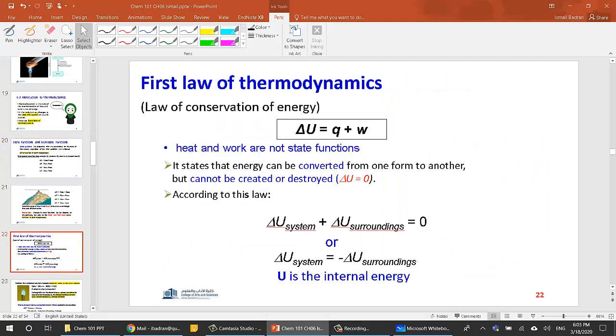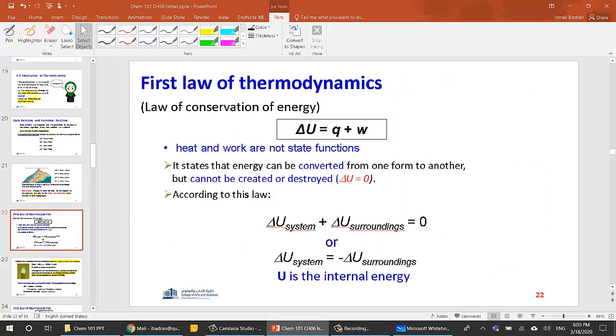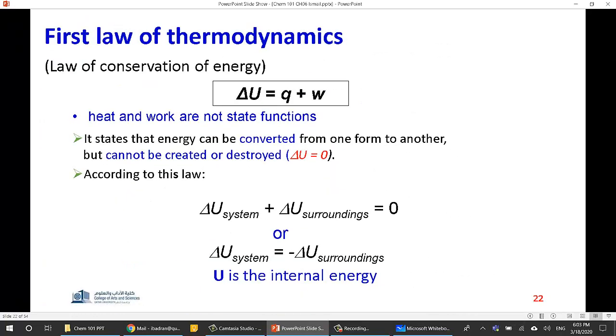Okay, so the first law of thermodynamics. I mentioned that thermodynamics has three laws: the first, the second, and the third. The first law of thermodynamics is another way to state the law of conservation of energy. It says that delta U is equal to Q plus W.